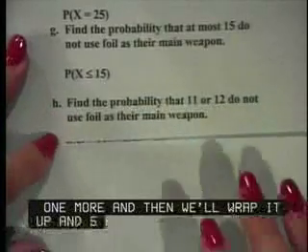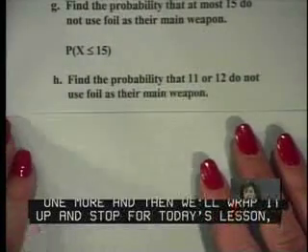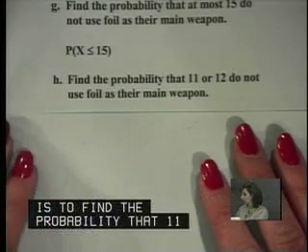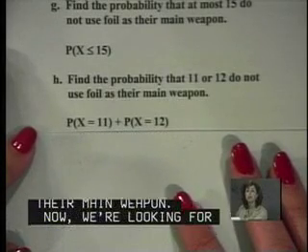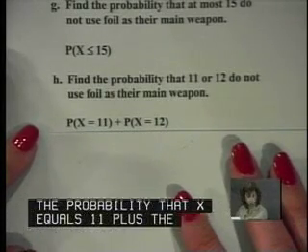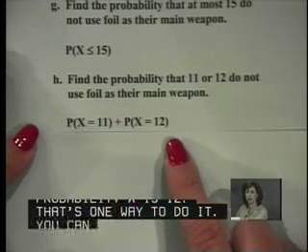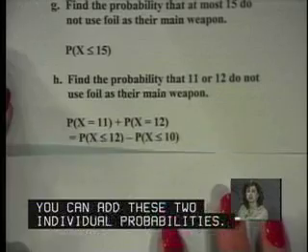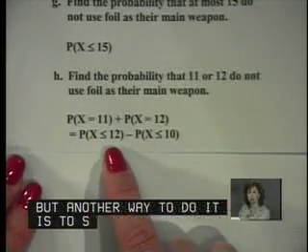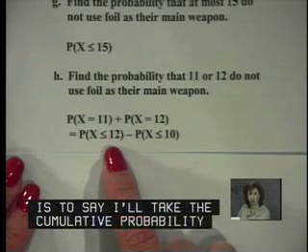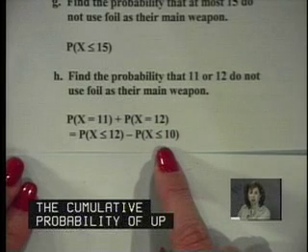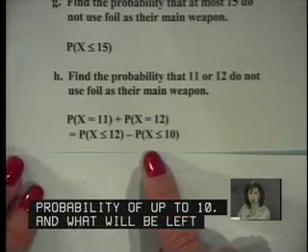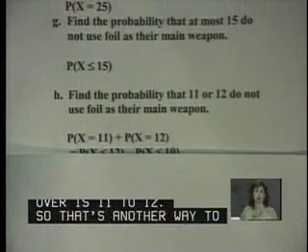One more, and then we'll wrap it up and stop for today's lesson, is to find the probability that 11 or 12 do not use the foil as their main weapon. Now we're looking for the probability that x equals 11 plus the probability x is 12. That's one way to do it. You could add these two individual probabilities. But another way to do it is to say, I'll take the cumulative probability of up to 12 and subtract out the cumulative probability of up to 10, and what will be left over is 11 to 12. So that's another way to do it. And you could do that one on your calculator also.